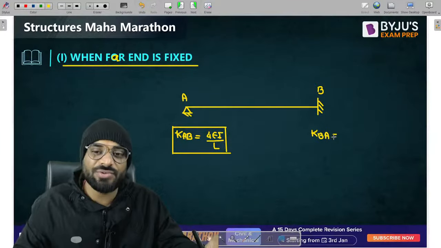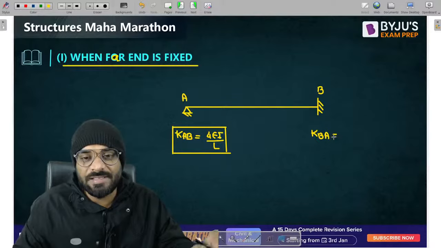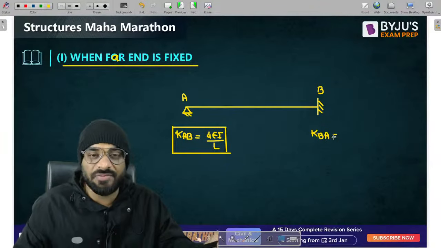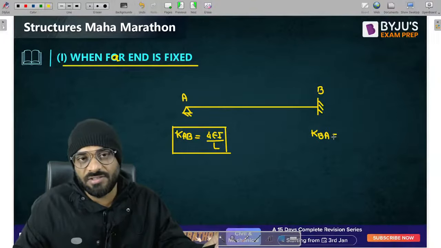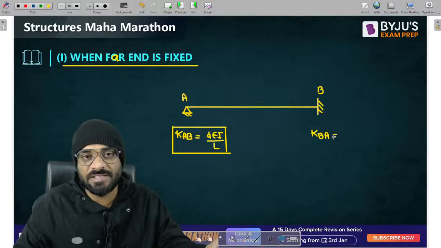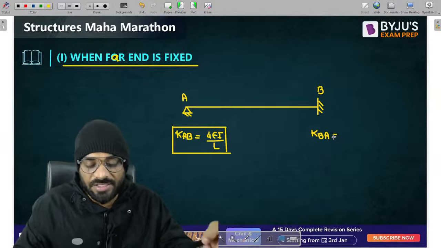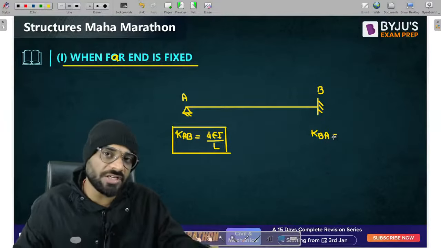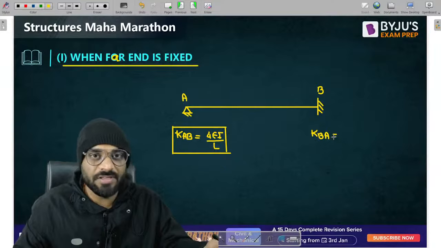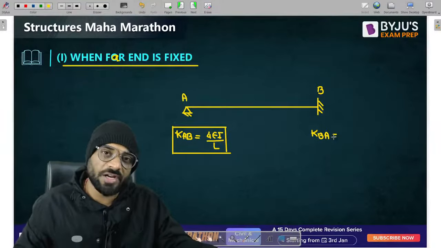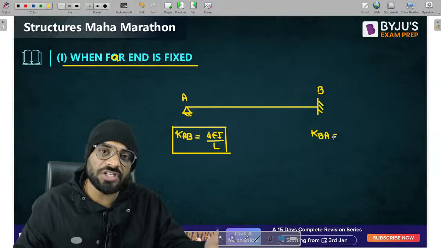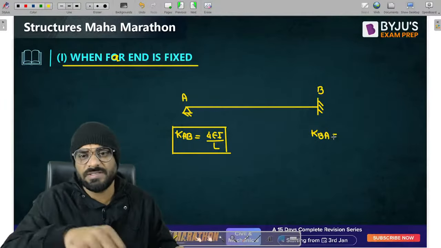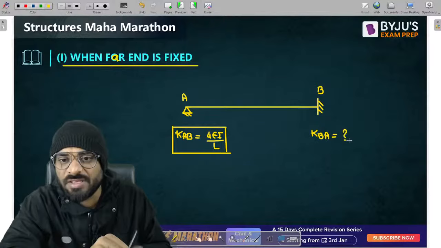No guys, no. Please remember our definition. Hi Amal. Please remember our definition. What is our definition? Rotational stiffness is the moment required at the near end so that we can develop unit rotation at the near end, right? How much moment is required so that you can give the unit rotation at the near end? That is our concept. But tell me guys, in this particular case, what is the value of KBA?